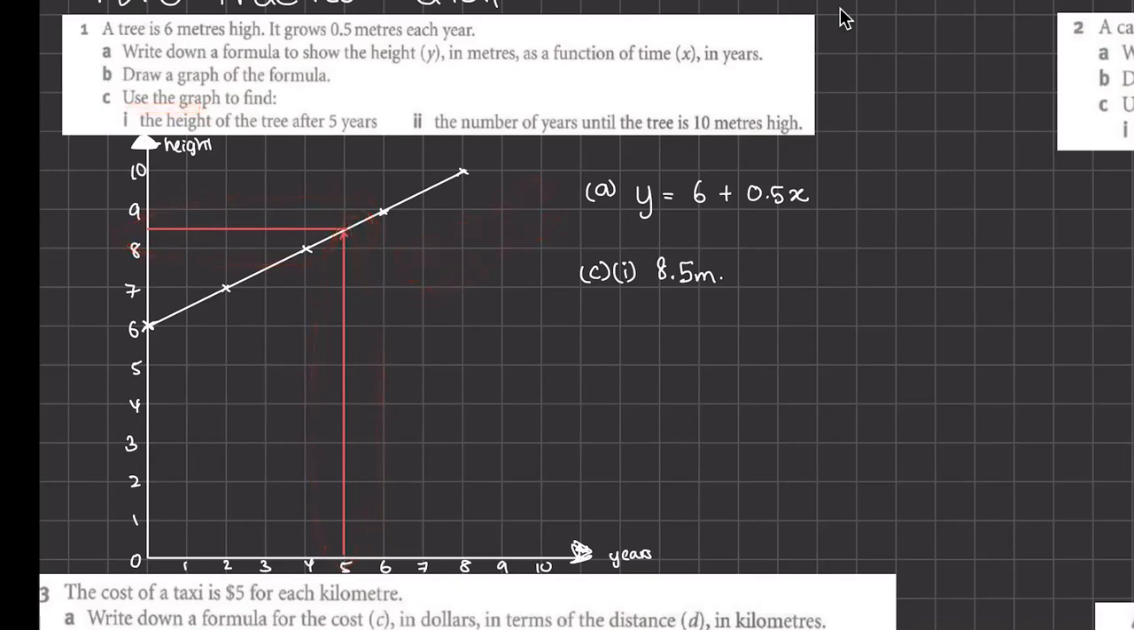And then the next one, they ask you the number of years until the tree is 10 meters high. So 10 meters high means that we need to go from the height. Starting from the height, we move 10 meters all the way here. And then we move downwards to show them. It takes 8 years.